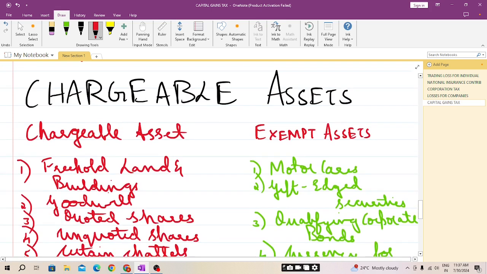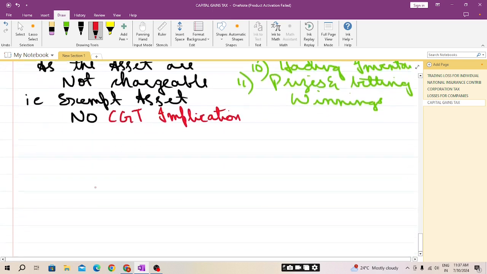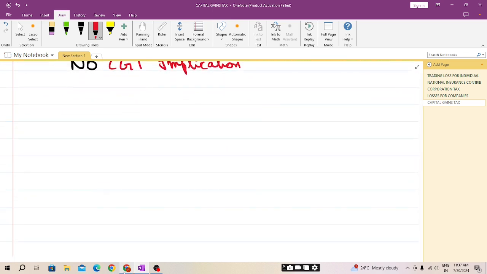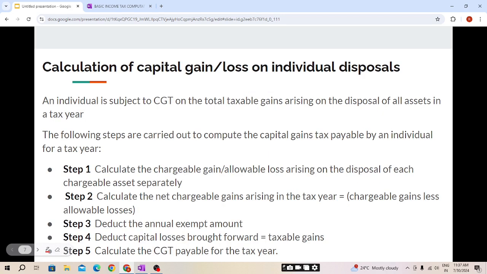The capital gains tax will arise on a chargeable disposal of a chargeable asset by a chargeable person. I hope the scope of the CGT is clear. The scope of CGT is clear, students. Now moving forward to the calculation part. Calculation of capital gains and losses on individual disposal.